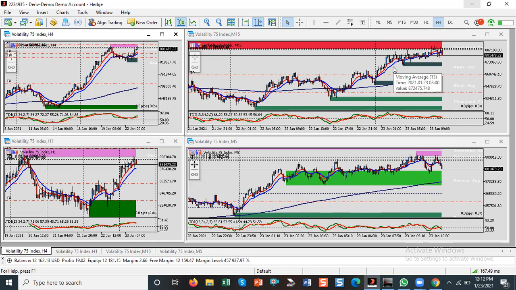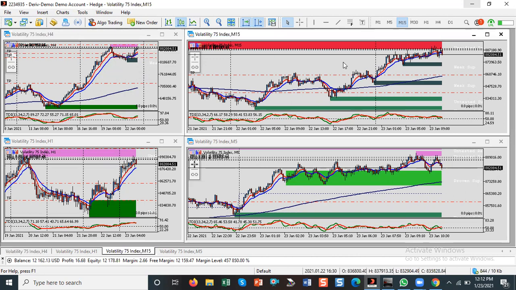So how does it work? Here, when a supply zone is created, you wait for a retest. On the retest of that zone, as soon as you see price hit the zone, you start watching out for your entry on the 15 minutes time frame.